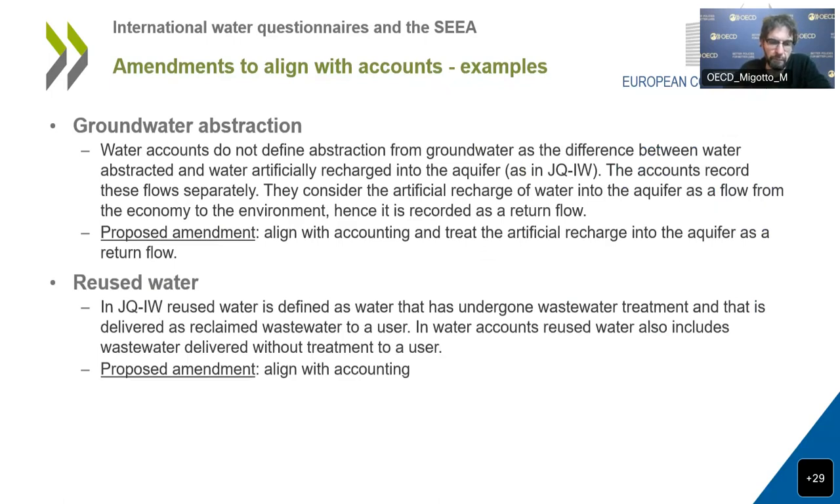Just giving some examples here. One is groundwater abstraction. The water accounts do not define abstraction from groundwater as the difference between water abstracted and water that is artificially recharged into the aquifer, because the accounts record these flows separately. They consider the artificial recharge of water into the aquifer as a flow from the economy into the environment, and so it is recorded as a return flow. This was not the case in the joint questionnaire, so we decided to align to the SEEA. Another example is reuse water, because in the joint questionnaire, only treated water was considered as reclaimed water, as reuse water, whereas the water accounts also include the wastewater that is delivered to a user without treatment. So we decided to align to this.